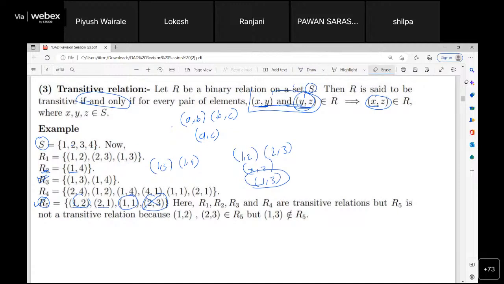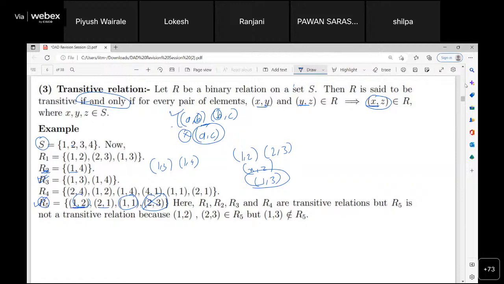So what is the basic condition for a relation to be transitive? If and only if for every pair of elements x comma y and y comma z is there, then there should exist x comma z. For example, if a comma b and b comma c is there, then there should exist a comma c for it to be transitive. If this element is not present, and these two exist, then we can say it is not transitive.